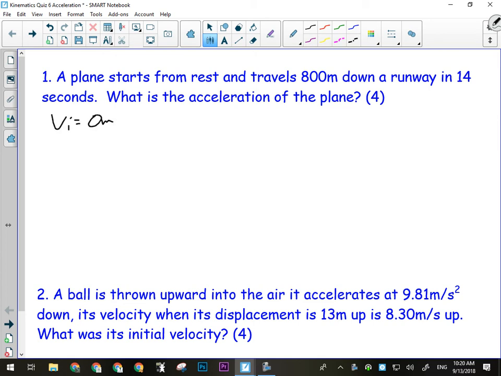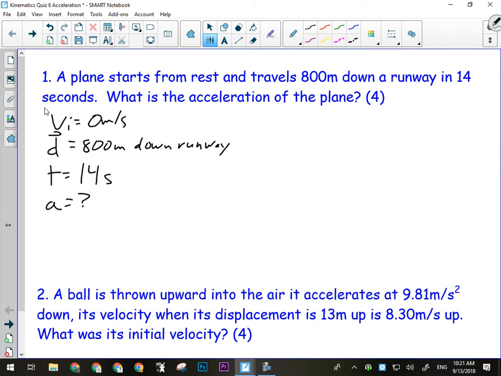Vi is 0 meters per second. The displacement is 800 meters down the runway, and it does that in 14 seconds. We're looking for the acceleration of the plane. So we have Vi, we have t, we have d, and we're looking for a. So 1 mark for givens and 1 mark for selecting this formula.